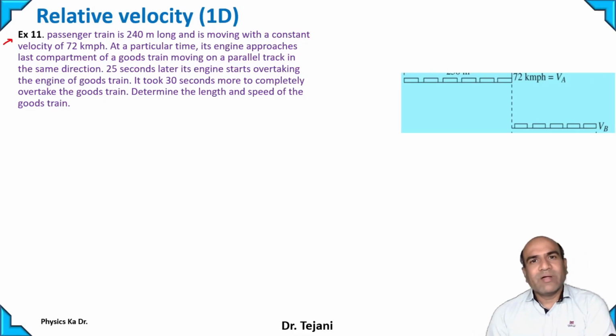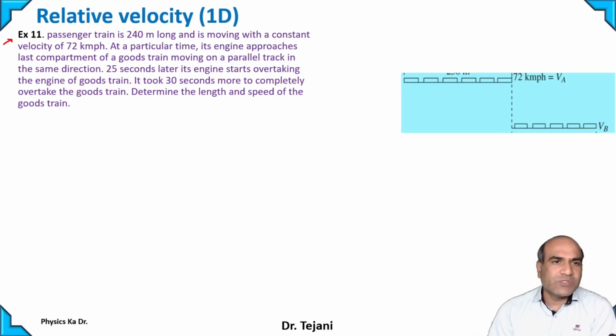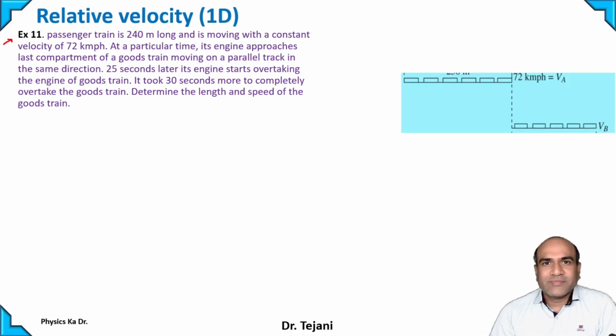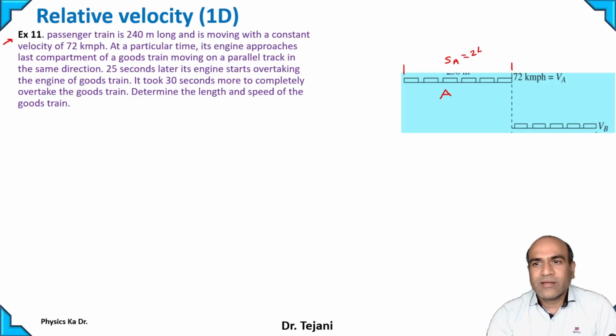Let us solve example number 11. Before I solve, I think you should pause the video and solve this by yourself. So what is given? A passenger train is 240 meter long. Say, for example, this is the passenger train, call it A, and the length of this train we can mention here as 240 meter, and it is moving with a constant velocity. Say the velocity of train A is given as VA equal to 72 kilometer per hour.